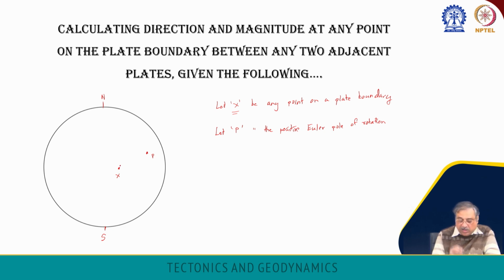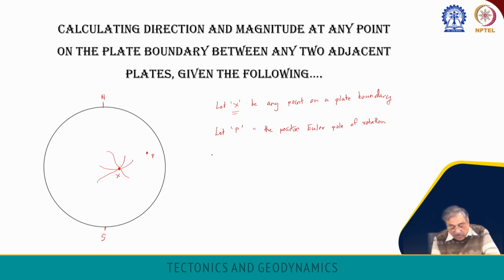plate boundary. Note that at this point I am not drawing the plate boundary. The plate boundary passes through x. It can have any orientation. It can pass this way, it can pass like this, it can pass this way. It doesn't matter. The important thing is that the linear velocity that we calculate at point x, because of an Euler pole of rotation at point P, will be the same. Its magnitude will be the same, and the direction, the azimuth of that velocity, will also be the same.